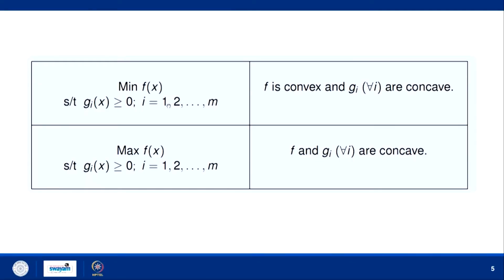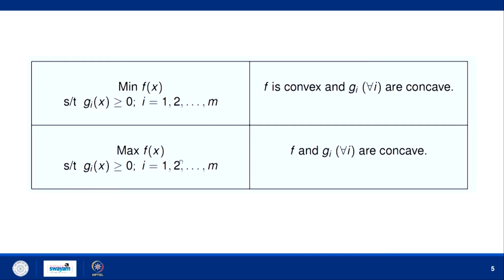Now, if it is minimization of f(x) subject to g_i greater than or equal to 0 for all i, then this particular problem is called a convex programming problem if the objective function, that is f, is convex, and all g_i are concave, because the inequality is reversed here.